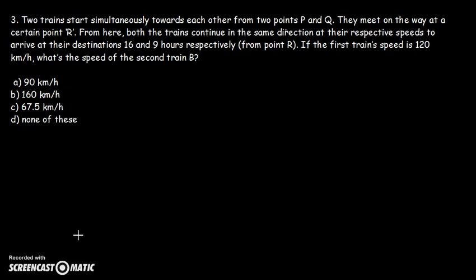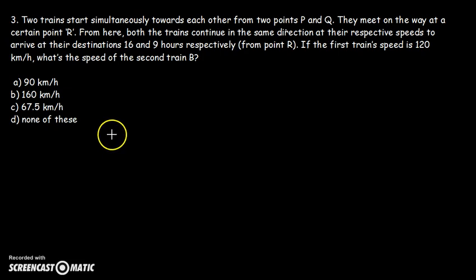Two trains start simultaneously towards each other from 2 points P and Q. They meet on the way at a certain point R. From here, both the trains continue in the same direction at their respective speeds to arrive at their destinations 16 and 9 hours respectively from point R. If the first train's speed is 120 km per hour, what is the speed of the second train?